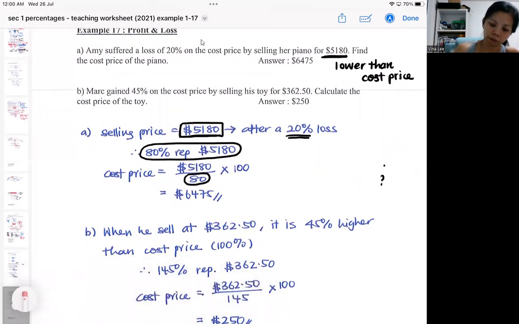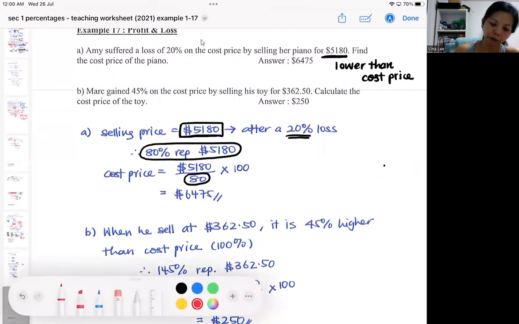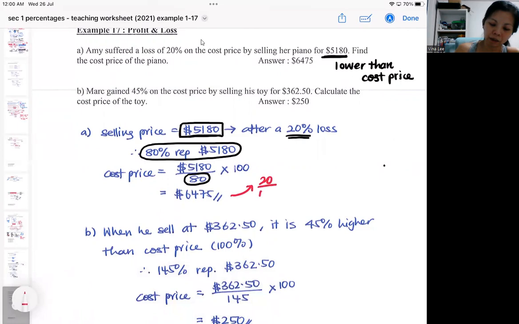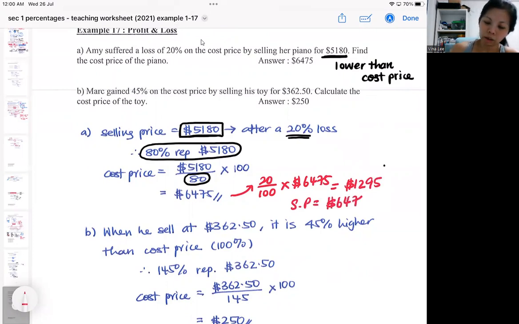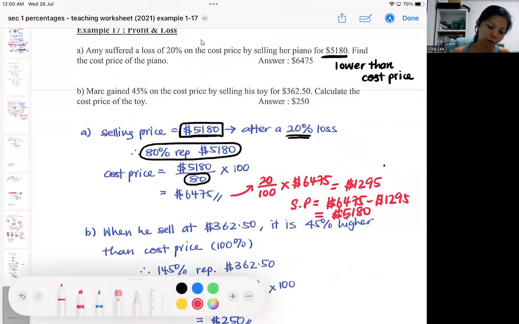You can actually work backwards. If you use this cost price and go backwards and calculate a 20% loss, so 20% on this cost price, the loss is 1295. So the selling price will be this amount lower than the cost price. That should get you the 5180. So you can always work backwards to see whether your answer makes sense or not.